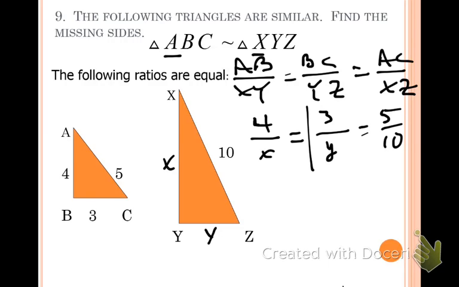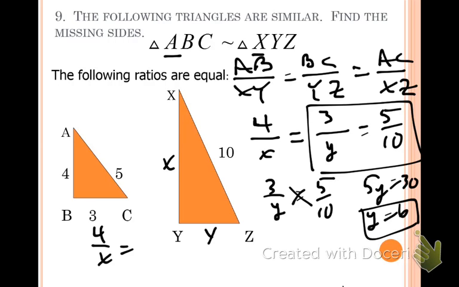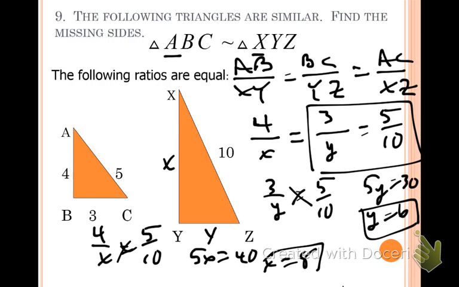Now, what should make sense, hopefully, is that you grab two ratios that you can actually use to solve for one of your variables. So 3 to Y equals 5 to 10. Cross multiply and solve, and you get 5Y equals 30, and so Y is 6. Now I want to take 4 to X and set it equal to 5 to 10. Cross multiply, get 5X equals 40, and therefore X is 8. So our two missing side lengths are 8 and 6.